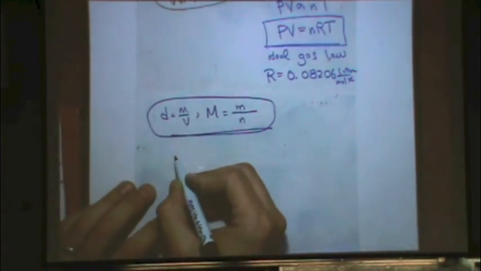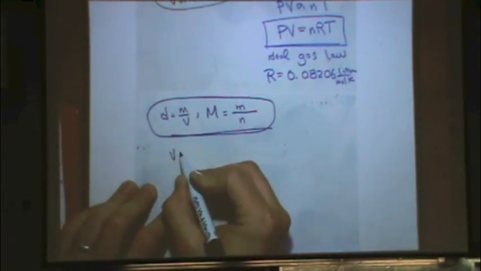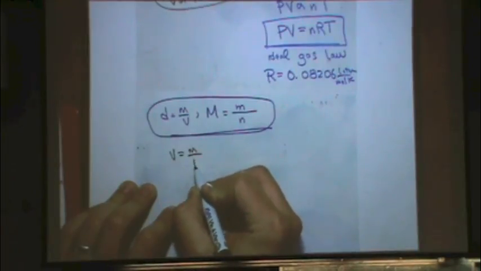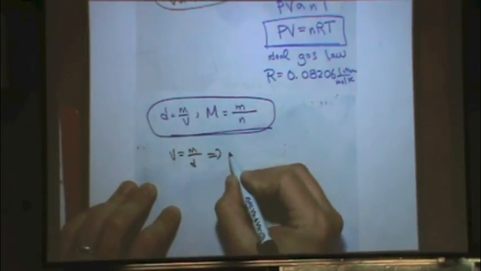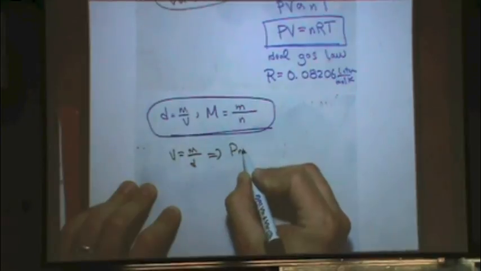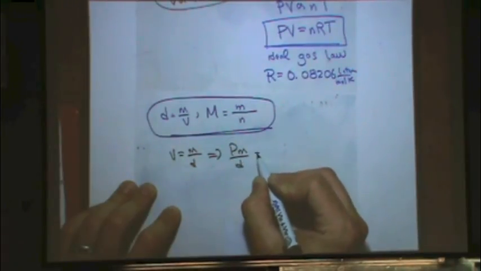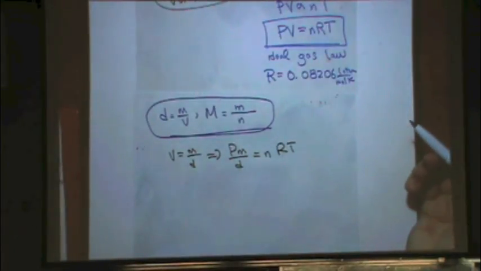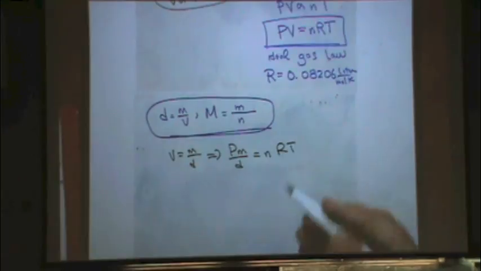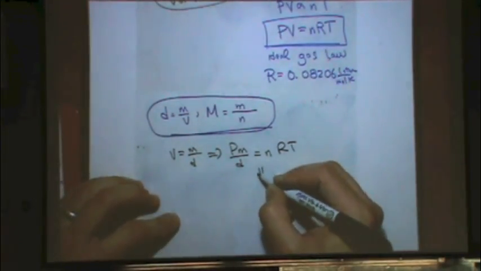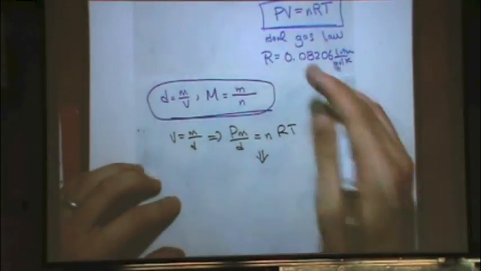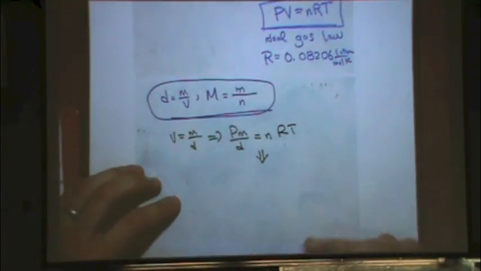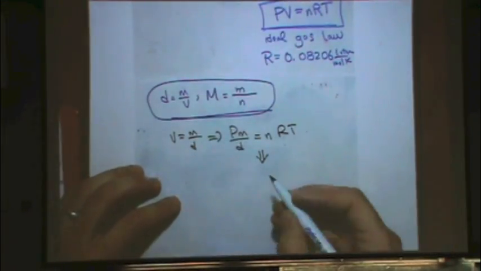You could say, well, volume is mass over density, so then pressure times mass over density equals nRT. For example, if you need to put density in this formula, that would be a way to do it. You could, if you wanted to, mess with this one, and I'm just doing it randomly, it just depends what you are given and what you need.